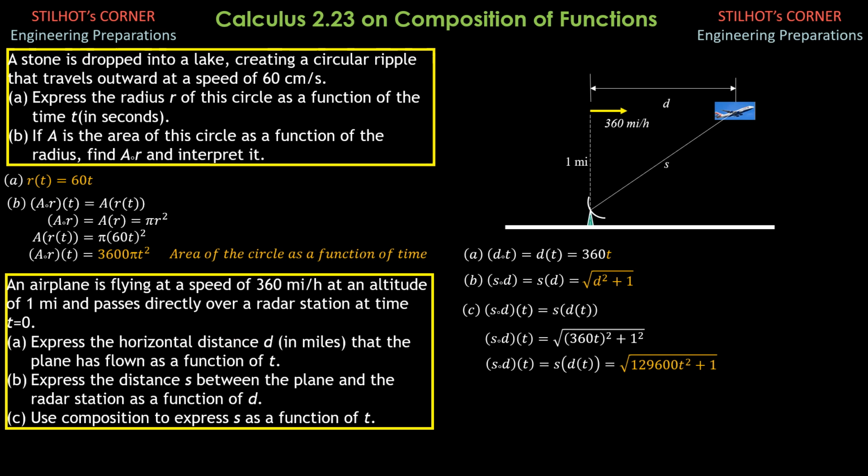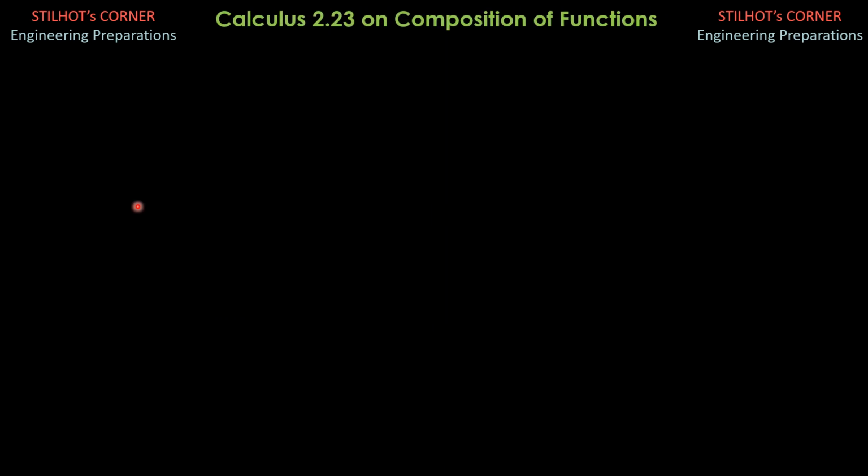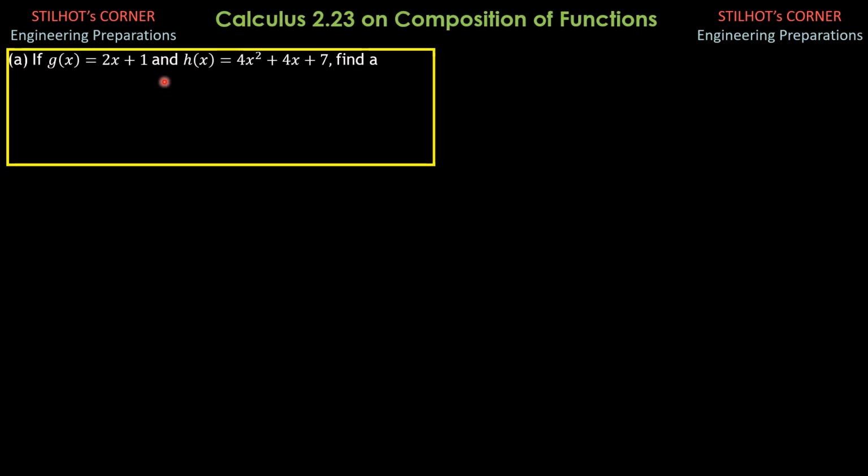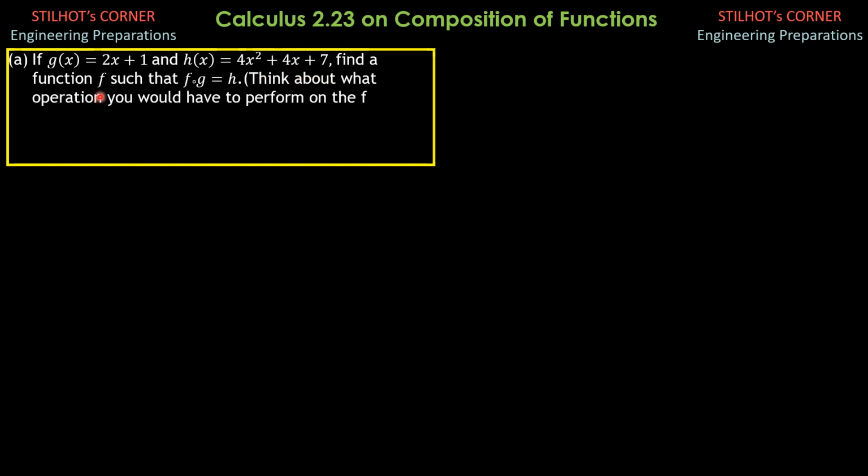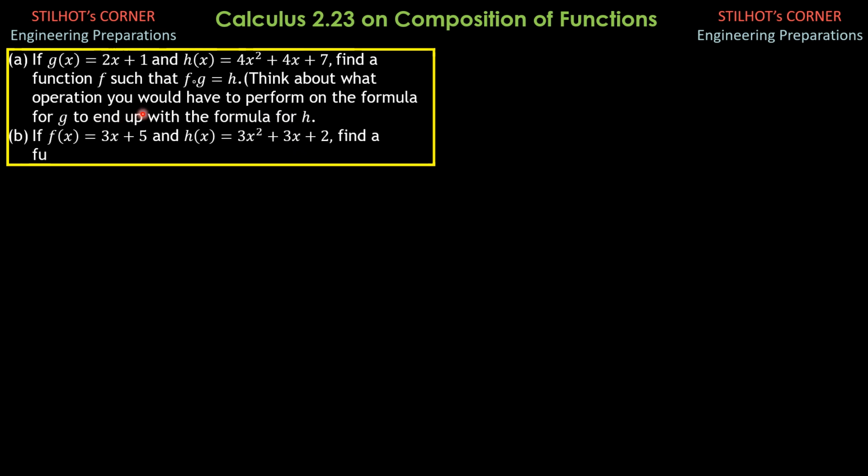Then for the next exercise, if g of x is 2x plus 1 and h of x is 4x squared plus 4x plus 7, find a function f such that f of g equals h. So think about what operation you would have to perform on the formula for g to end up with the formula for h. For part B, if f of x is 3x plus 5 and h of x is 3x squared plus 3x plus 2, find a function g such that f of g is h.